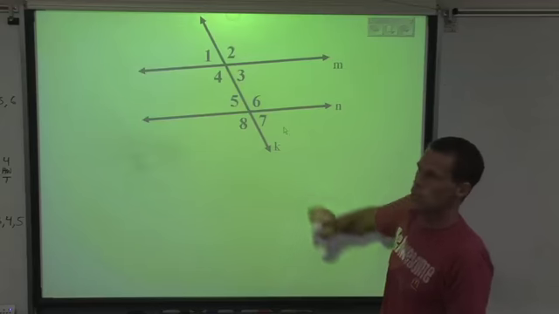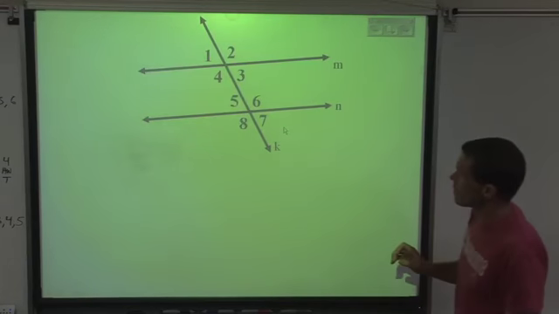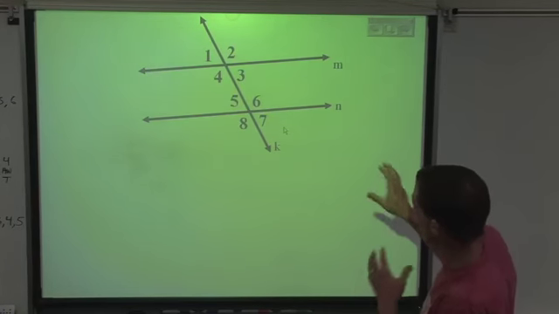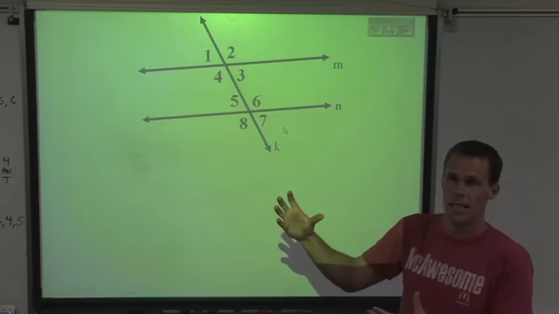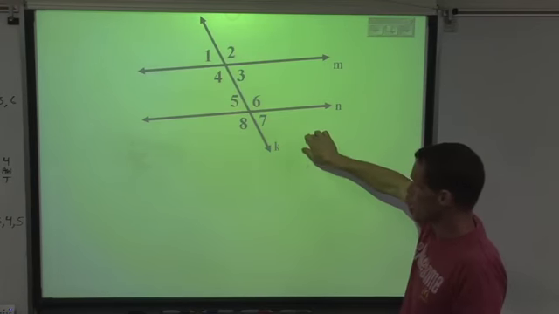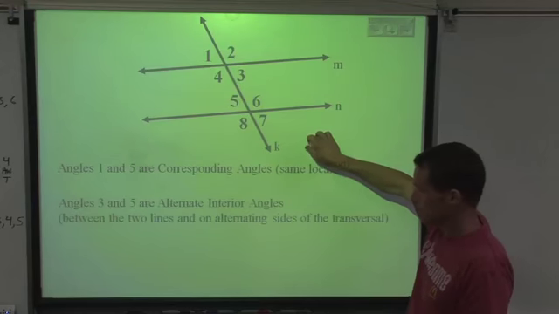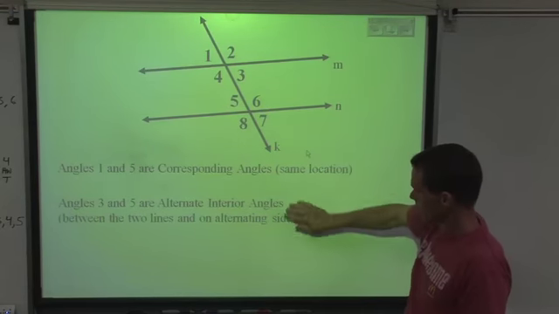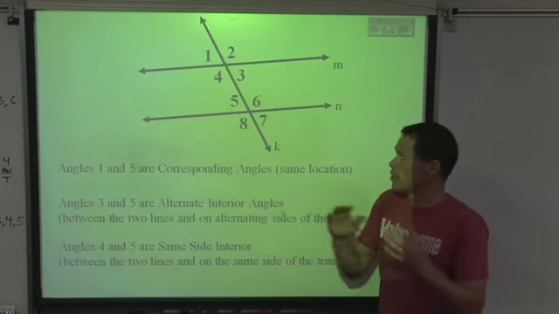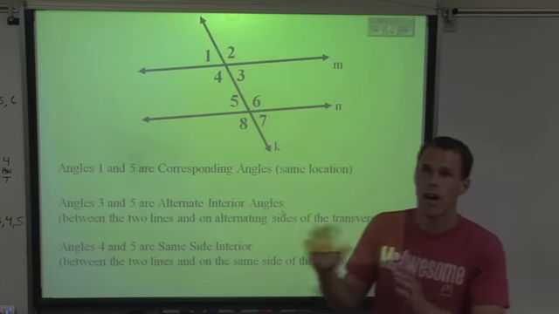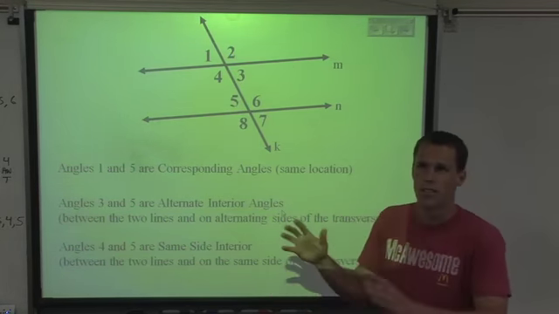Now, the only change between the previous slide and this slide is now we are looking at M and N as actual parallel lines. Nothing has really changed. 1 and 5 are still corresponding. 2 and 6 are corresponding. 3 and 5, alternate interior. 4 and 5, same side interior.